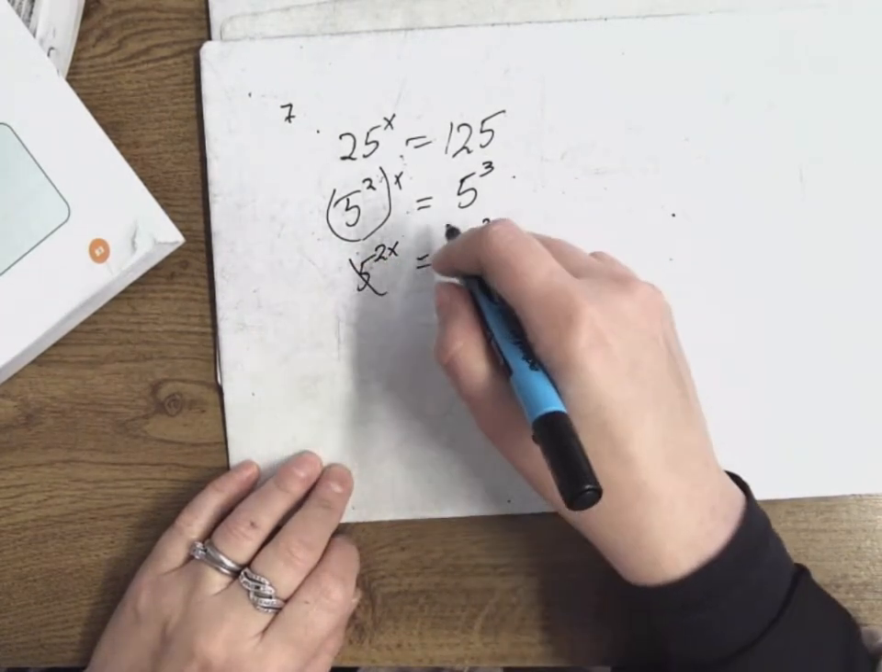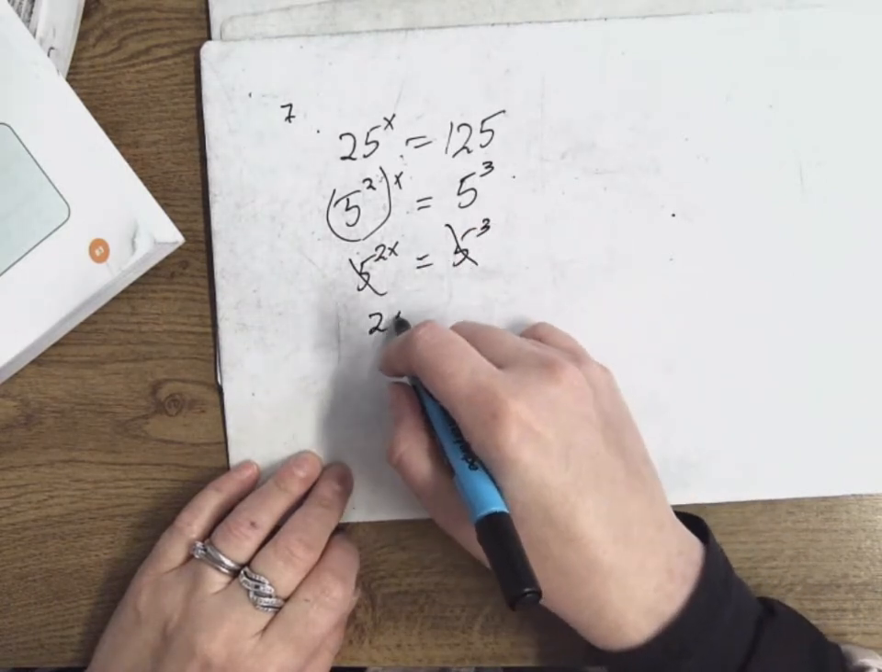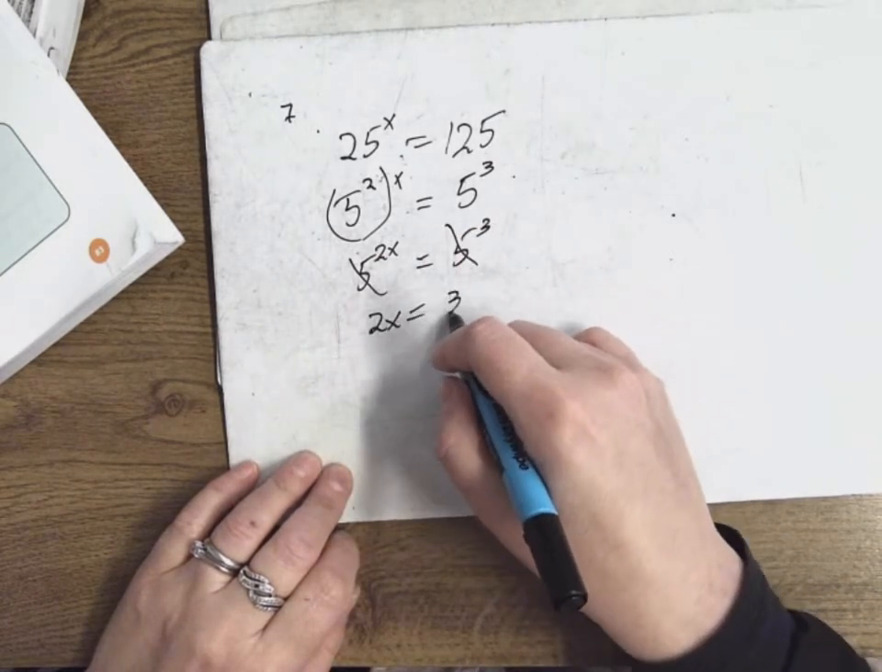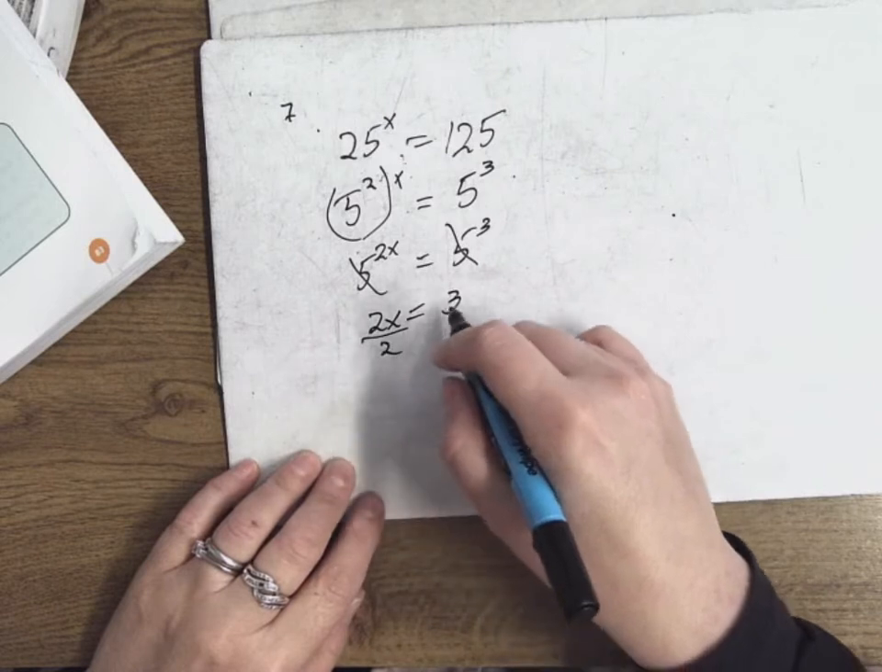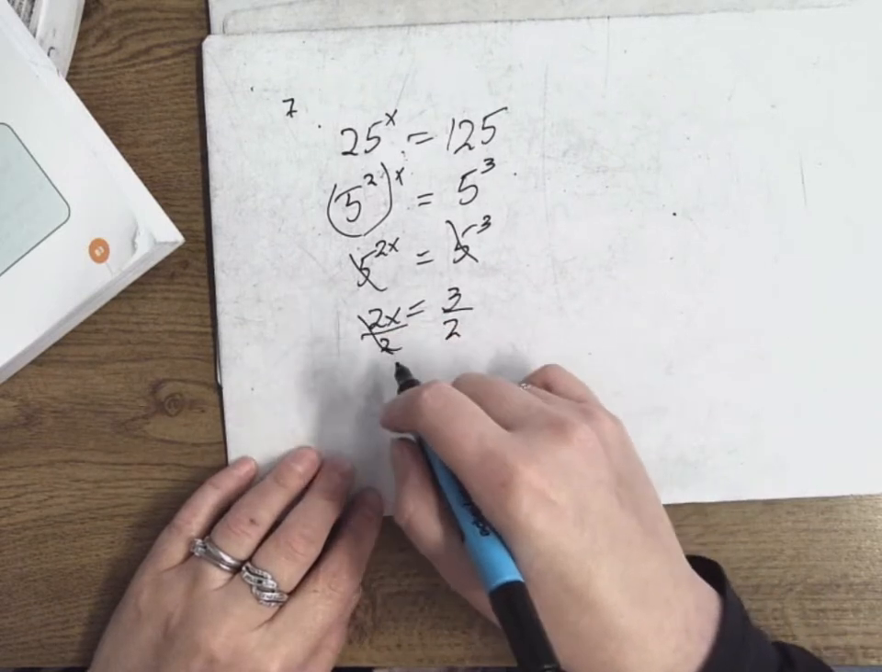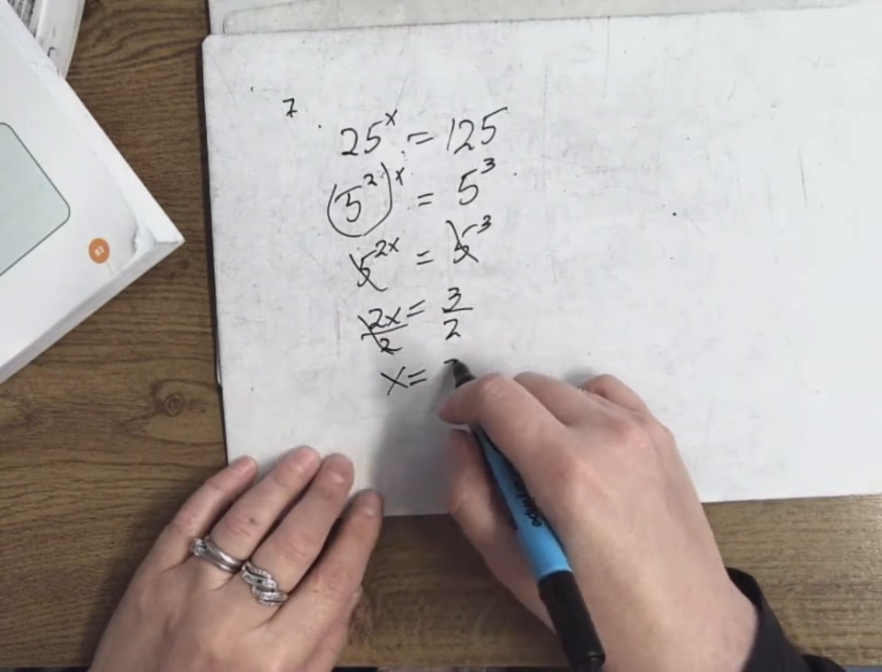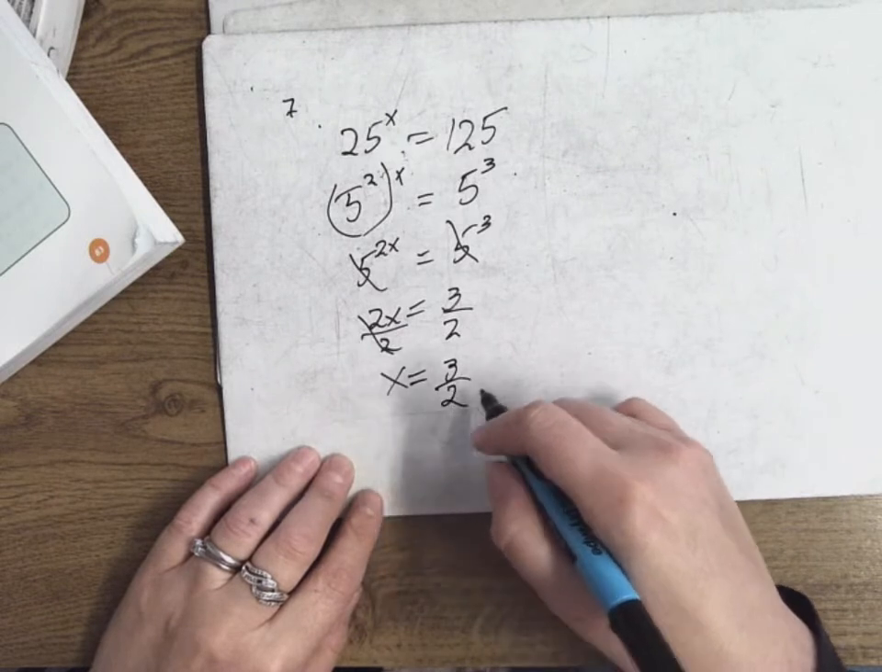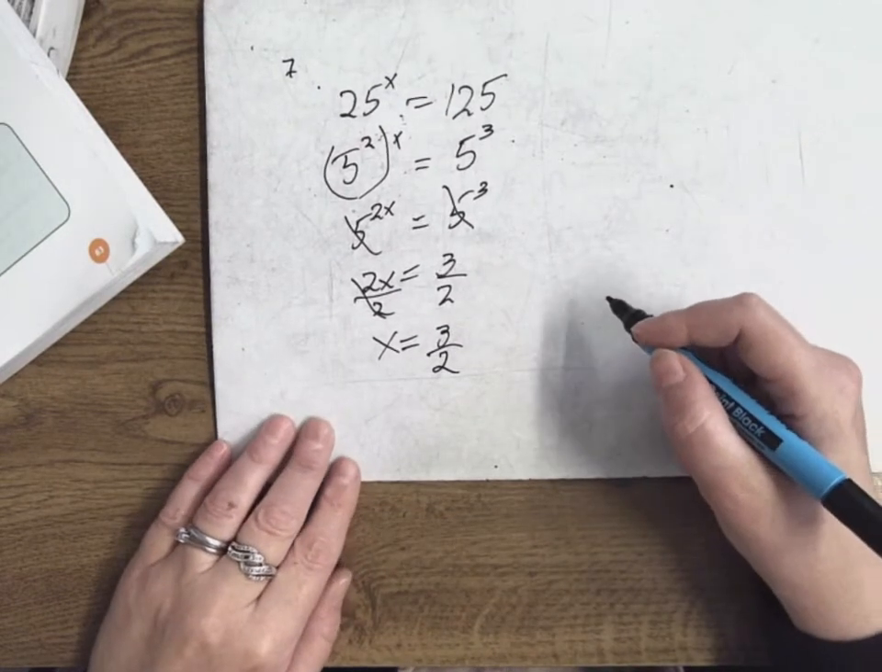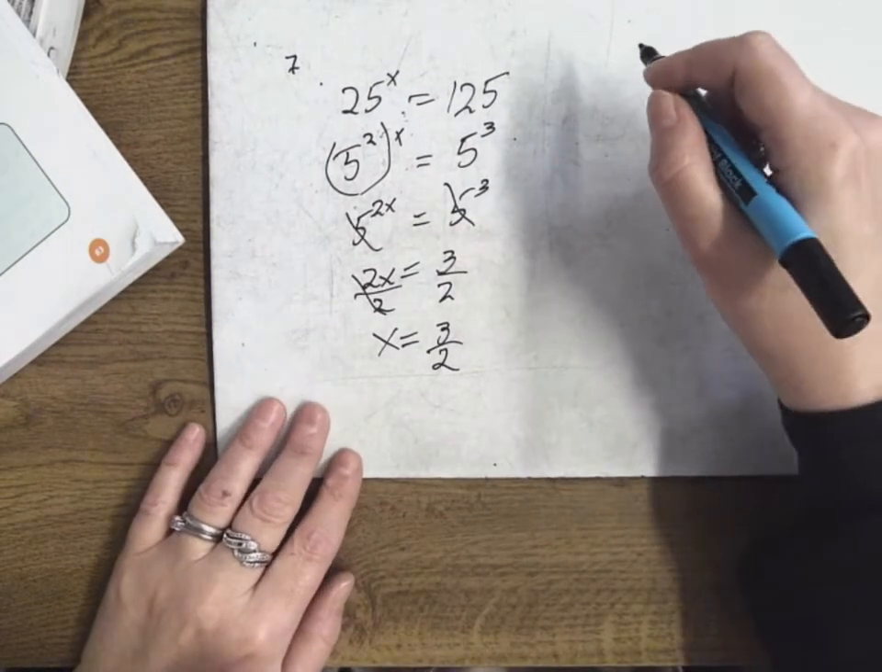Knock off your bases, you get 2x equals 3, and then you divide each side by 2, and you end up with x equals 3 over 2. So 1.5, whatever you like. Okay, number 8.